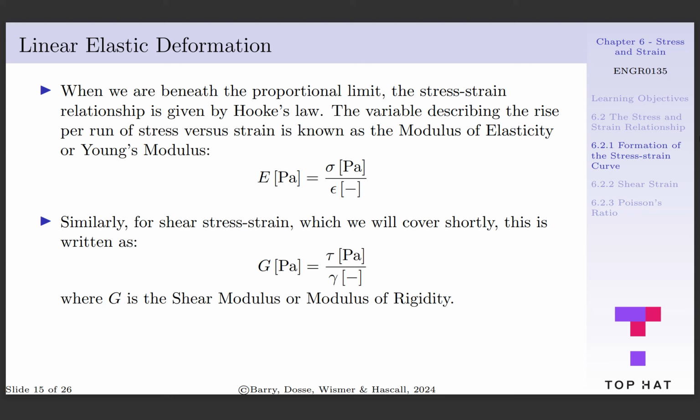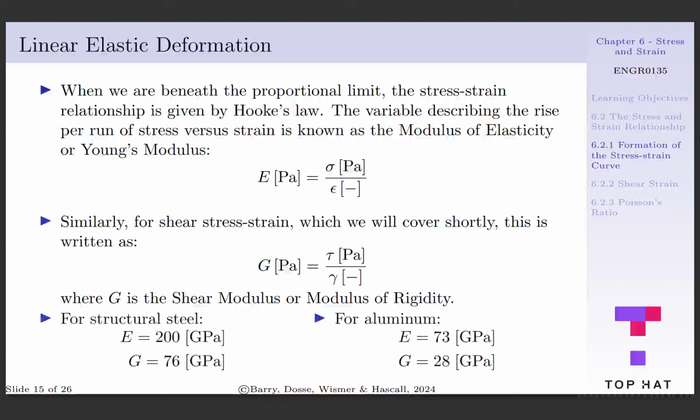Similar to the stress-strain diagram, we can have a shear stress-shear strain diagram, which we'll cover shortly. In the shear stress-shear strain diagram, we have G, which is the shear modulus, or modulus of rigidity, and this is equal to the shear stress per shear strain, also with units of pascals. Once again, G is a material property and is not dependent on size or shape.